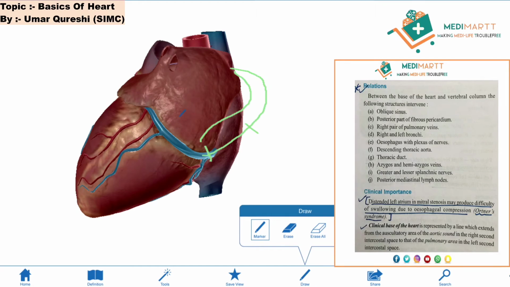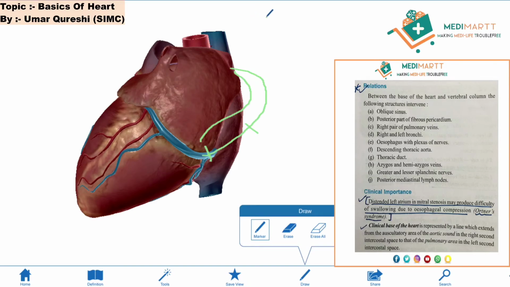Now what is mitral stenosis? Mitral stenosis means the narrowing of the mitral valve. Just remember that narrowing of the mitral valve is called mitral stenosis. Right now please don't go into depth because it's very vast. So distended left atrium in mitral stenosis may produce difficulty of swallowing.